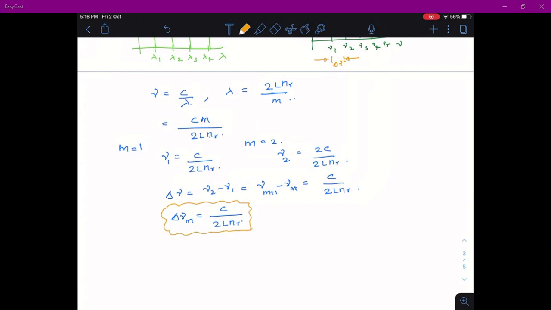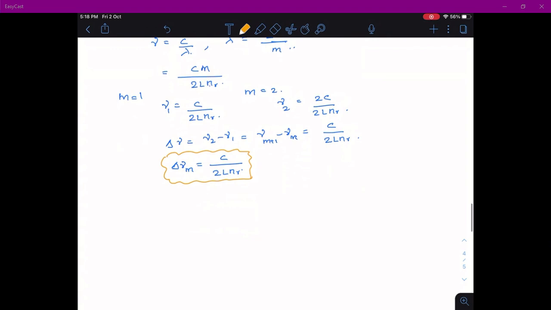So this is a very important equation which has been asked in many question papers, in many exams. So make sure you understand this concept. So any adjacent modes in the laser can be related with the length of the laser, the refractive index, and the velocity of the light.